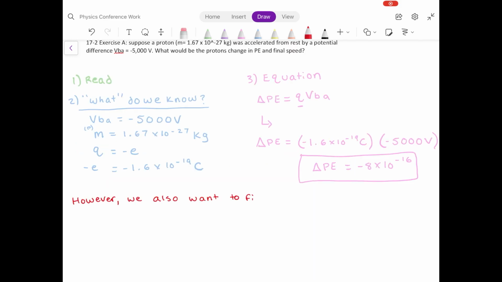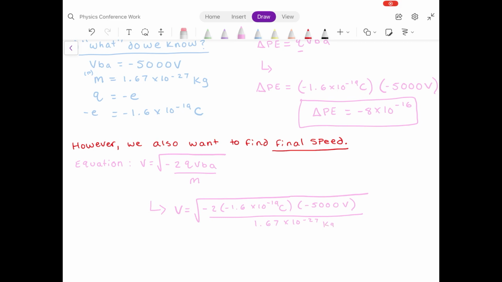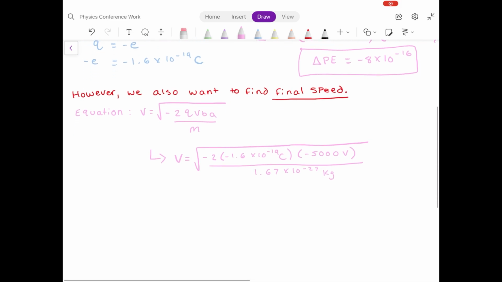However, we also want to find the final speed. So the equation for the final speed, as given to us in our equation sheet, is v equals the square root of negative 2 times Q V_BA divided by m. So now we can fill in the numbers. Once we have our final equation written out with all numbers involved, we can plug this into the calculator and get a result of v equals 9.8 × 10^5 meters per second.